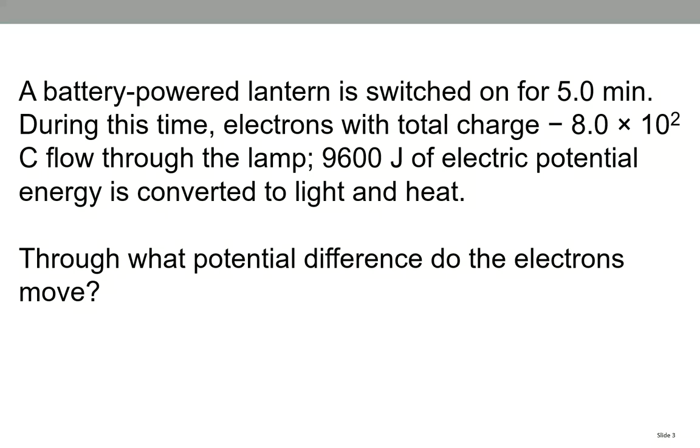When you read that question, does a method pop out to you? Even to me, the first time I read it, I was like, what? But let's stay with what we have. We have the change in potential energy is 9,600 joules. That's given to us. What pops out to me is that potential difference is in joules per coulomb, right?